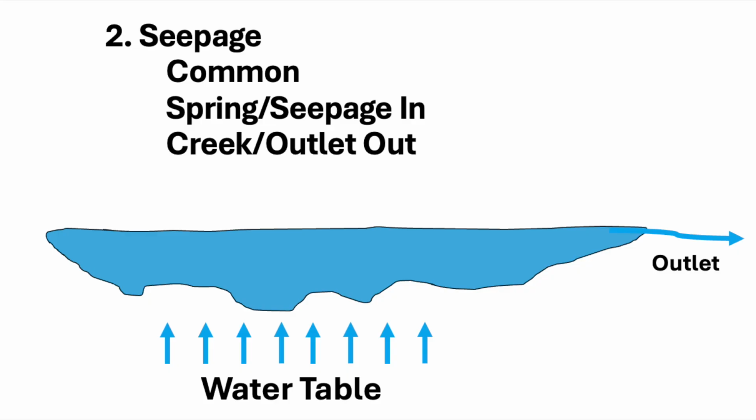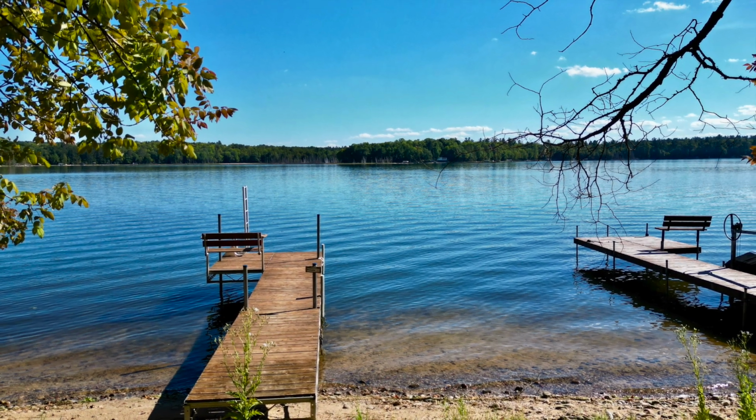Another type of lake that's common up here is a seepage lake. That's where we have spring water table water coming in from the bottom of the lake, and it's identified because it has an outlet on it.